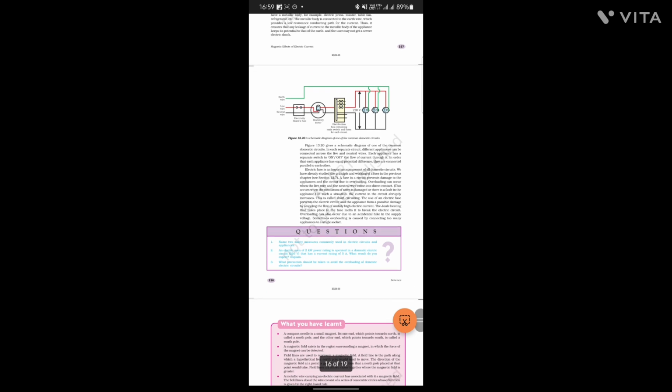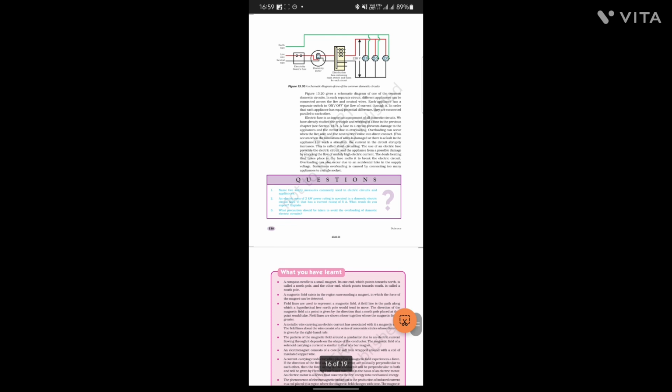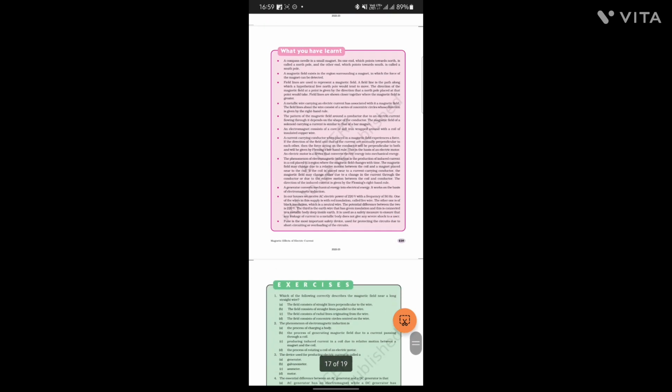Next, the electric fuse is an important one. Go through the fuse very thoroughly because it is very important. Again, question number 2 is a very important one. Go through it and try to find the solution.